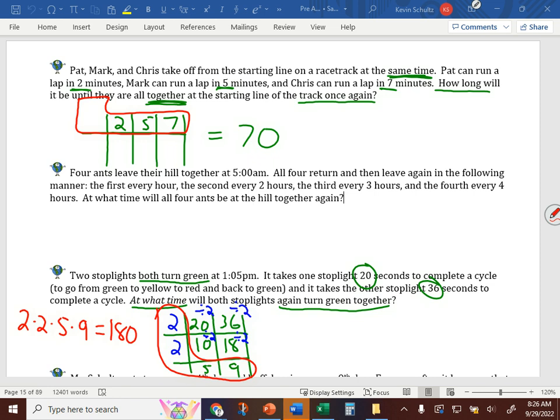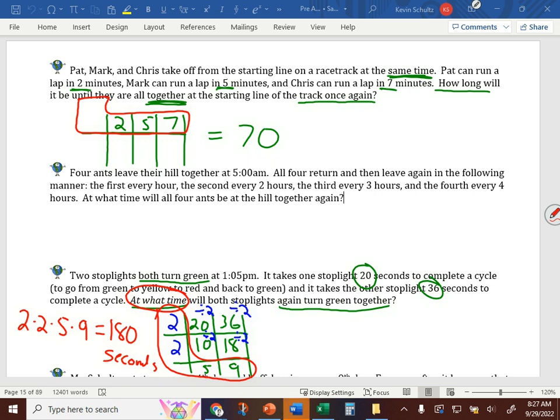Okay? Now, with word problems, the other thing that makes them difficult is that you have to answer the question being asked, right? The question isn't, what's the least common multiple, right? The question is, at what time? So what does that 180 represent? What's the unit? I mean, 180 isn't a time. You can't have 180 o'clock, right? But what's the unit on that 180? Seconds. And we know that because it was 20 seconds and 36 seconds in the question. Now, how much time is 180 seconds?